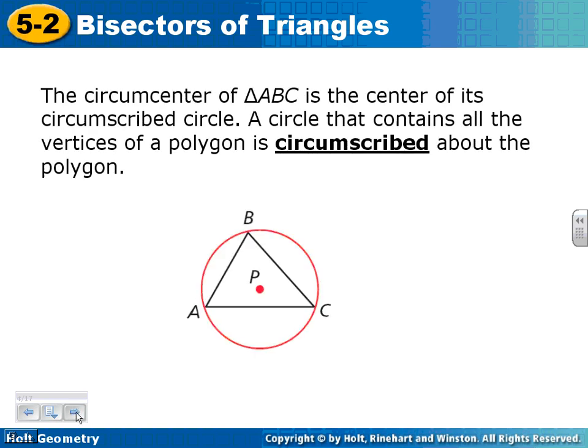The next thing to show you is that the circumcenter of triangle ABC is the center of its circumscribed circle. In other words, this P is the center of this circle. Notice it intersects at each of the three vertices. That vocab word is called circumscribed. We're going to have another word in a minute called inscribed, as opposed to circumscribed.